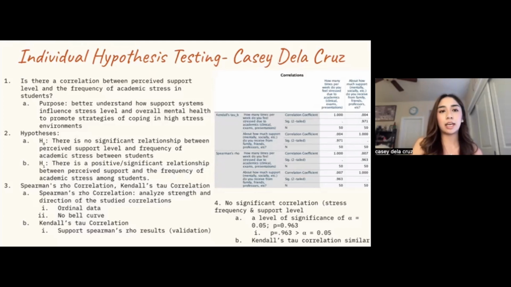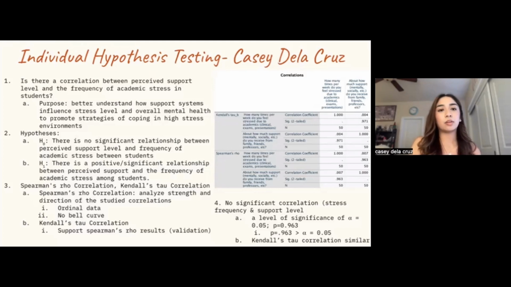To guide our study, I have established the following null and alternative hypotheses. The null being there is no significant relationship between the perceived level of support and the frequency of academic stress among students. And the alternative hypothesis states there is a positive and significant relationship between perceived support and the frequency of academic stress among students.